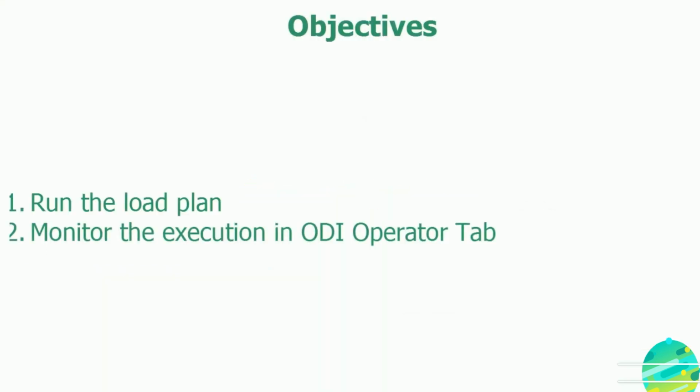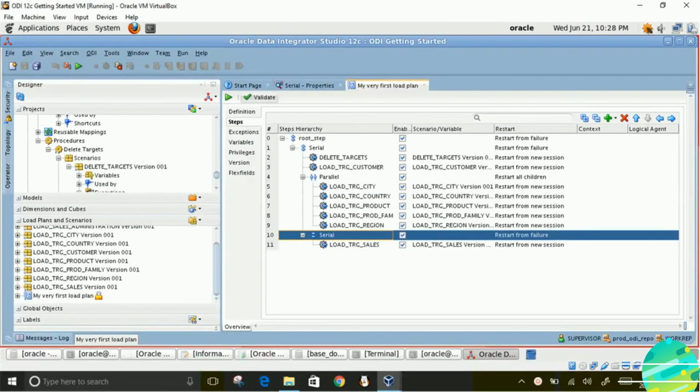You have two objectives from this lecture. First, run the load plan, and then monitor the execution of that load plan in ODI operator tab. Very good. In previous lecture you have created the load plan. It's time to run it now. Open the load plan and click on execute.